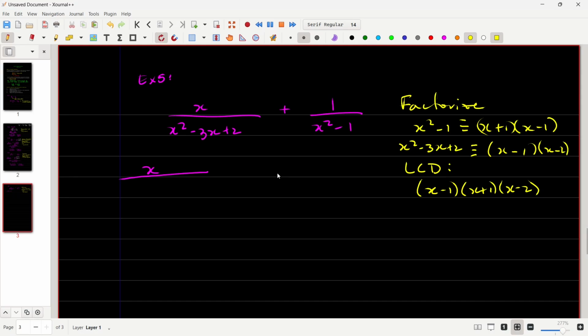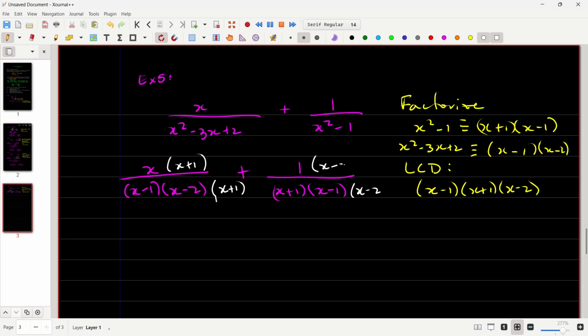All right, so let me rewrite the bottom. So I'm going to rewrite the first one with the factors. So I'm going to have x minus 1, x minus 2, adding to 1 over, rewrite this, this is x plus 1 into x minus 1. Now I have to make the denominators the same. I'm seeing that I have this factor in here, I have this factor in here, I'm missing this factor, so I'm going to have to multiply by x plus 1 and x plus 1 here. And let me check this one. So this one here is missing the 2. So x minus 2, so x minus 2.